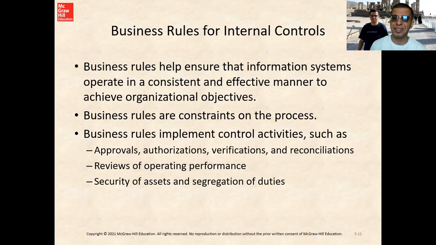Business rules constrain the process. So you put the process there, and there is a what-if, which constrains the process, which is, in this case, if the credit card is declined, then that's the constraint of finishing the process, for example. Business rules implement control activities such as we saw: approval, authorization, verification, we will talk about each one of them, and reconciliations. We also look at the review of operating performance and security of assets and segregation of different duties.